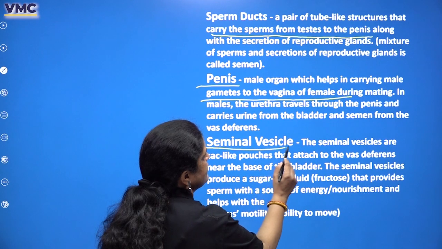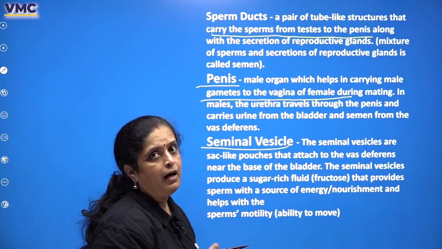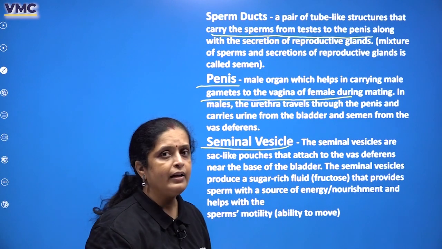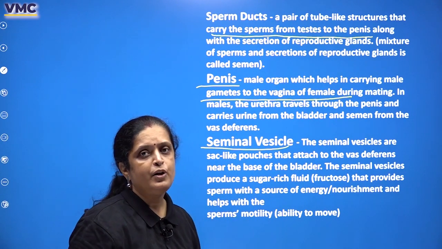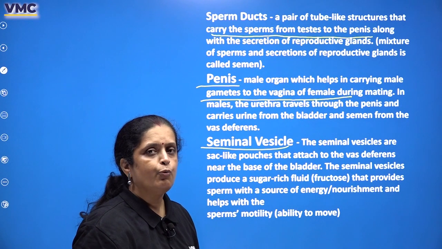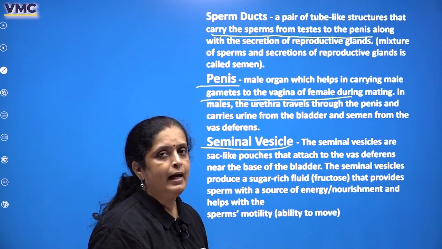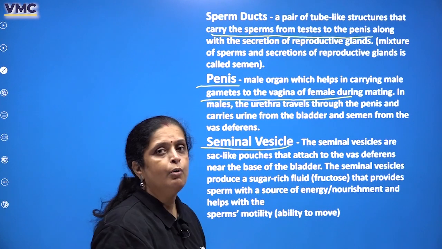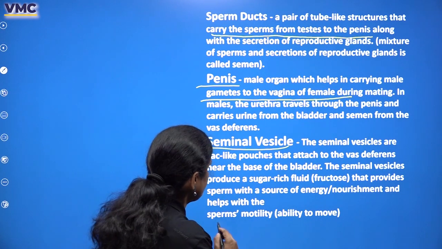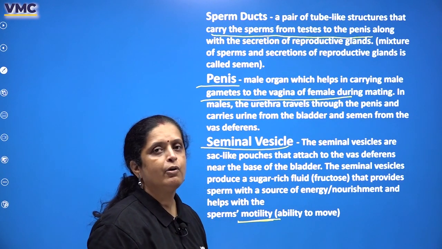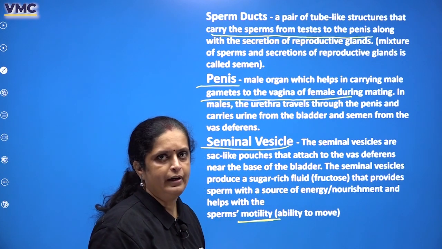Seminal vesicle. Seminal vesicle is a pouch attached to the sperm ducts where you have semen produced, a liquid produced which will give life, that is, it will protect the sperm and make it easy for it to move till the ovum. So it also gives motility, that is, ability to move, and it also gives it energy and nourishment, right?